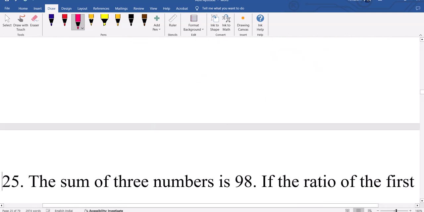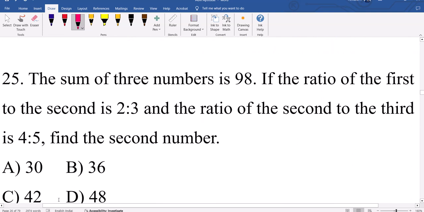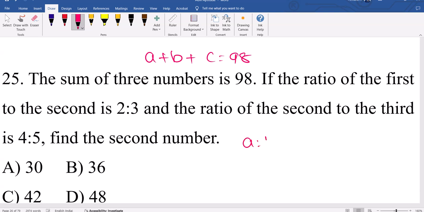Now what about this 25? The summation of three numbers is 98. This is the ratios concept. We're recalling probability, ratios, mixed allocation, profit and loss, percentages, trying to cover maximum topics in revision. Let's say A plus B plus C is 98. The first two numbers, A is to B is 2 and 3. The second and third numbers, B and C, is 4 and 5. Now you want to calculate the second number.